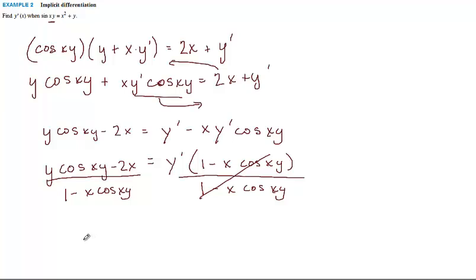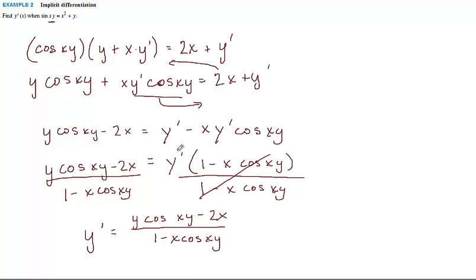Notice how sweetly that goes away. Cleaning it up, y prime is y cosine xy minus 2x all over 1 minus x cosine xy. And that would be your answer.